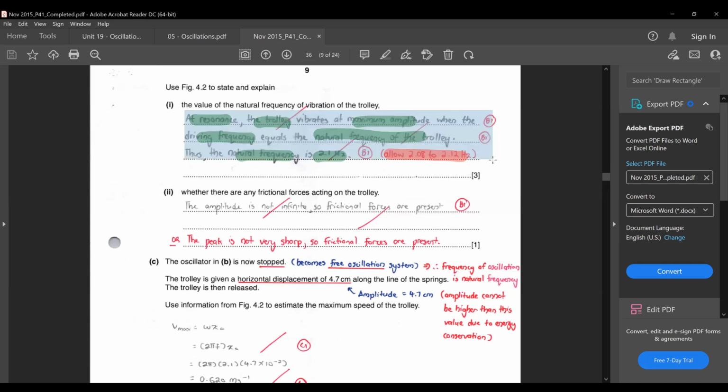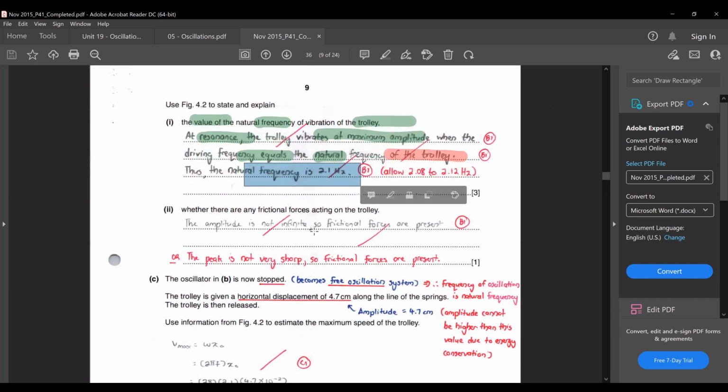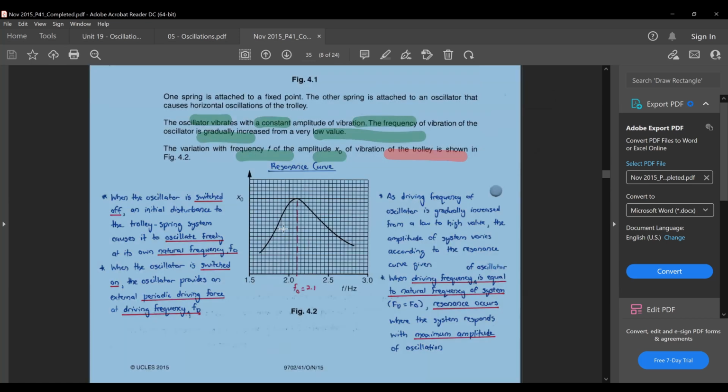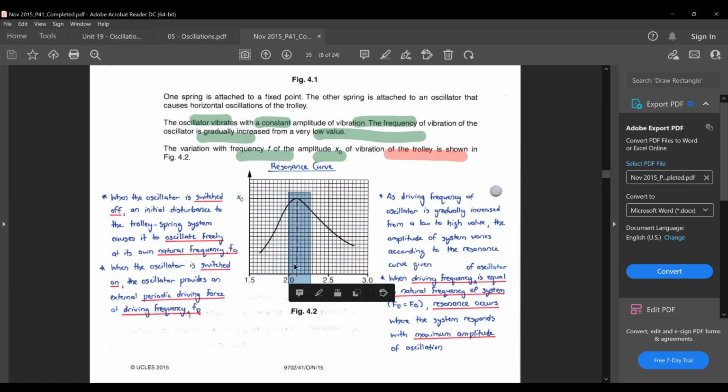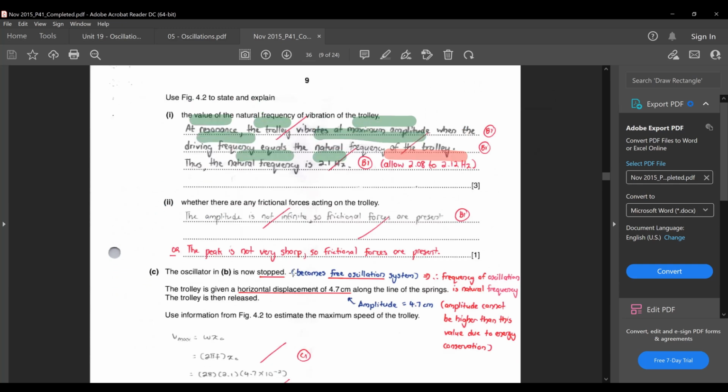So here you need to make use of the concept of resonance. Find out where it is vibrating at maximum amplitude. When you find out where it's vibrating at maximum amplitude, you already know that's the point where driving frequency equals natural frequency. So if you read the value from there, you will get 2.1 Hertz, which is roughly here. This is where you get 2.1 Hertz. Then I'll move on to the next part.